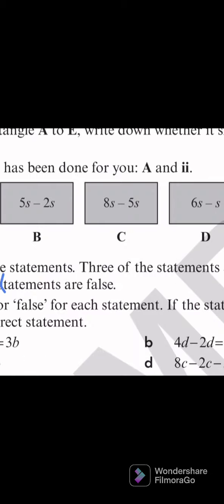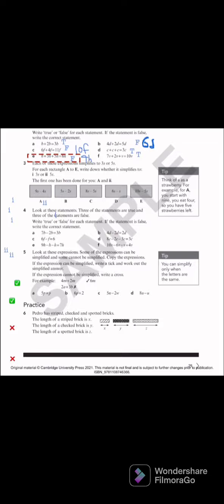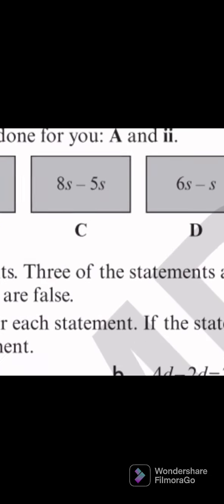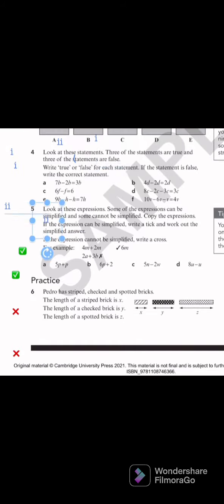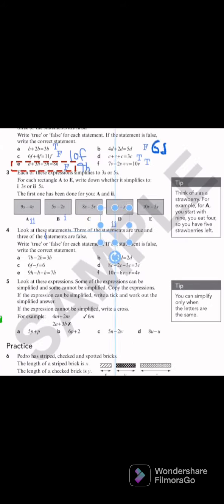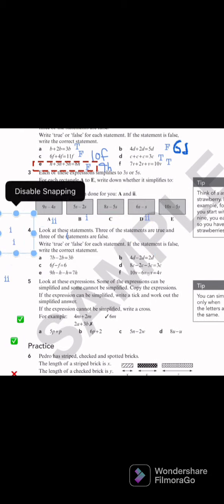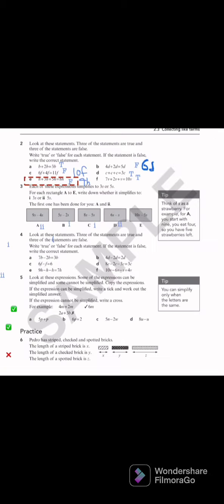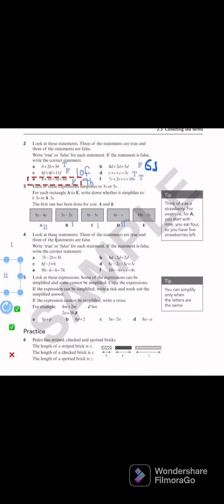5s minus 2s is 3s, so I. 8s minus 5s is 3s. 6s minus s is 5s. So, sorry, C is I and D is II. 10s minus 5s equals 5s. So E equals II.